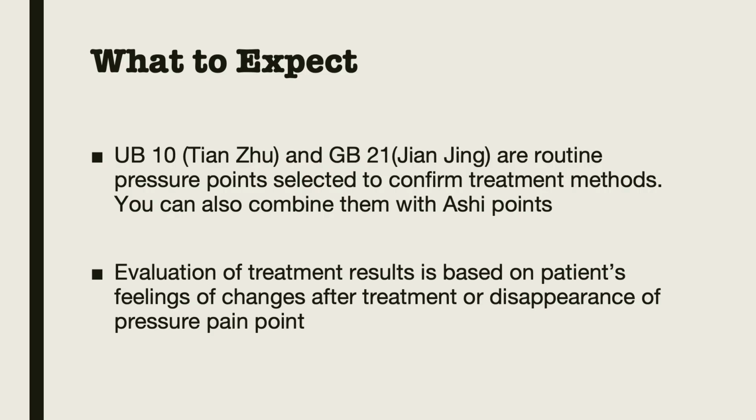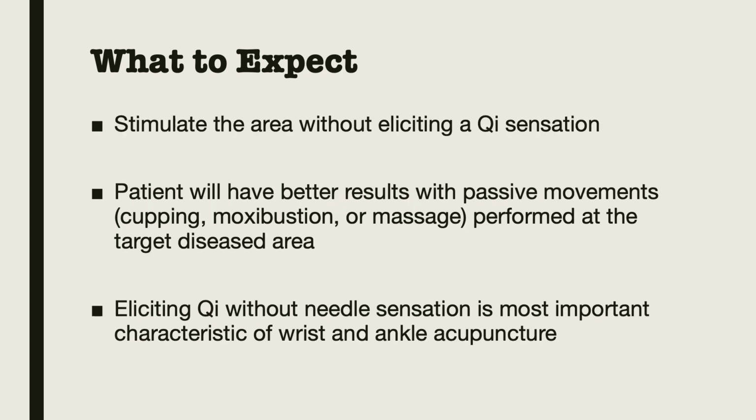For wrist and ankle acupuncture, urinary bladder 10 and gallbladder 21 are routine pressure points selected during the basic examination to confirm treatment methods. In the clinic, you can also combine them with any other painful spots such as ashi points. The evaluation of treatment results is based on the patient's feelings of changes after treatment or the disappearance of the pressure pain point.